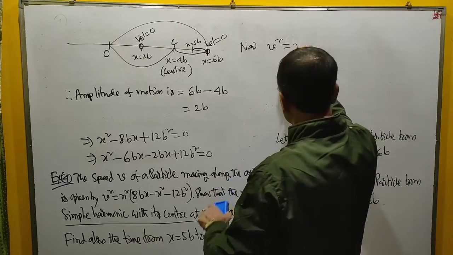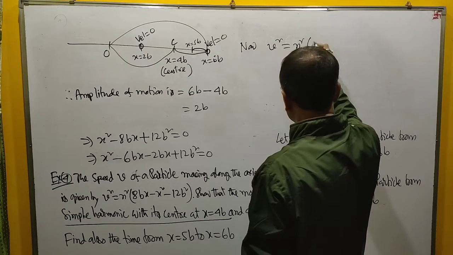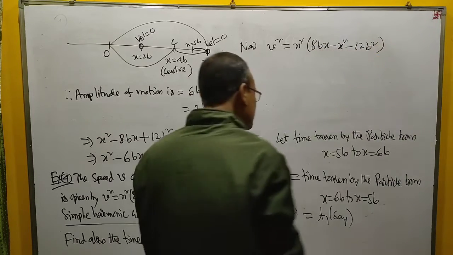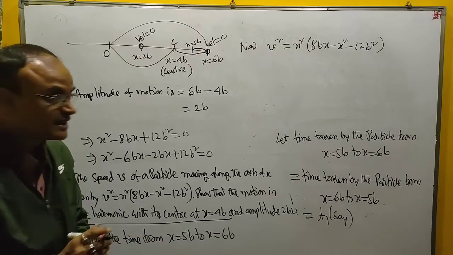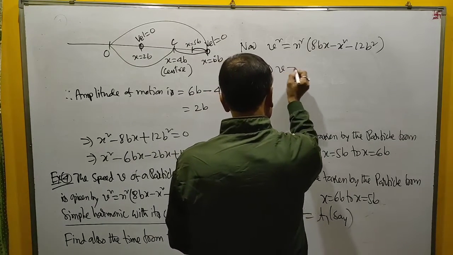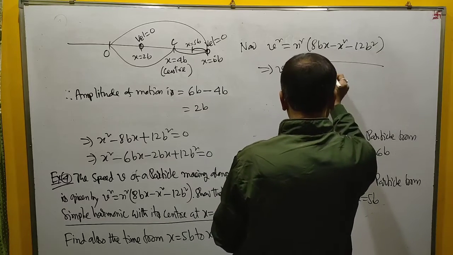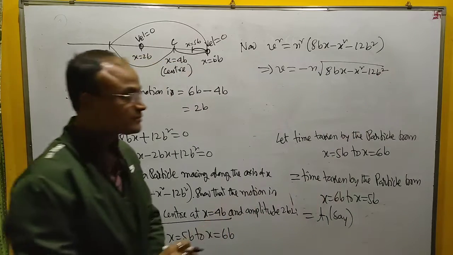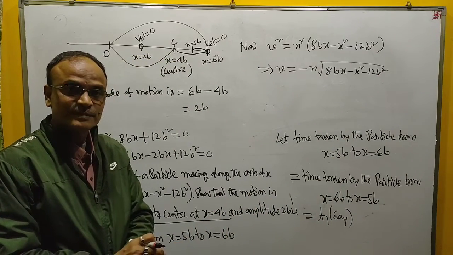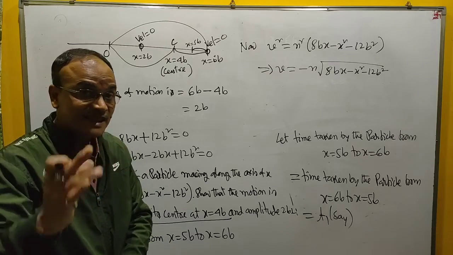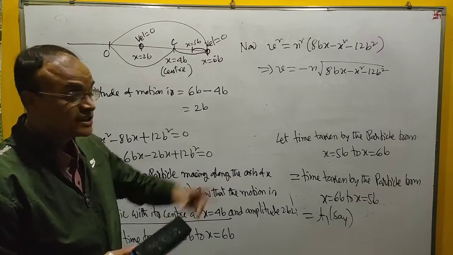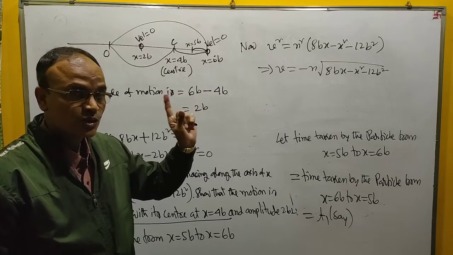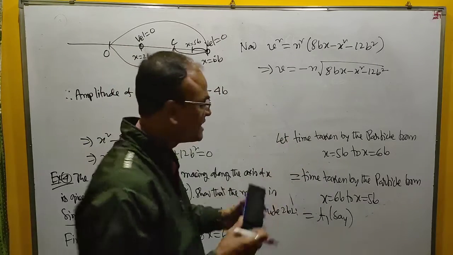V square is equal to n square into (8bx minus x square minus 12b square). V square is equal to this. This means V equals minus n root of (8bx minus x square minus 12b square). V equals this. You have to find the time, from x equal to 6b to x equal to 5b. It means you should find the relation between x and t.